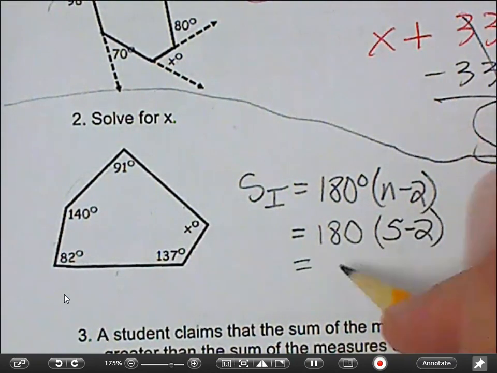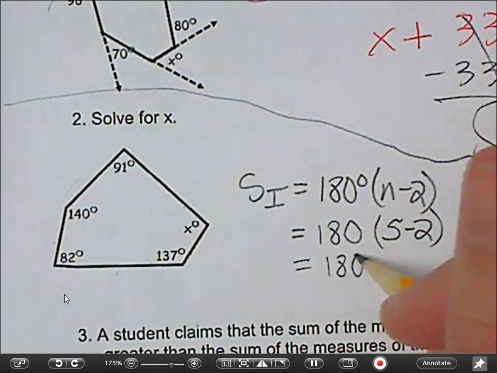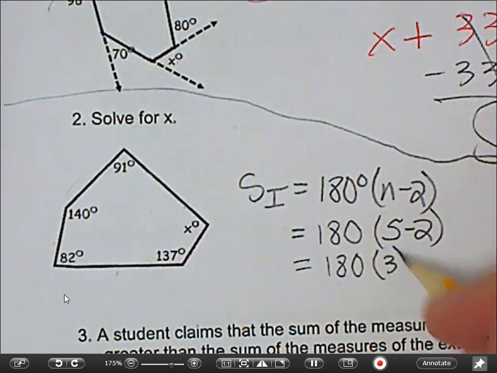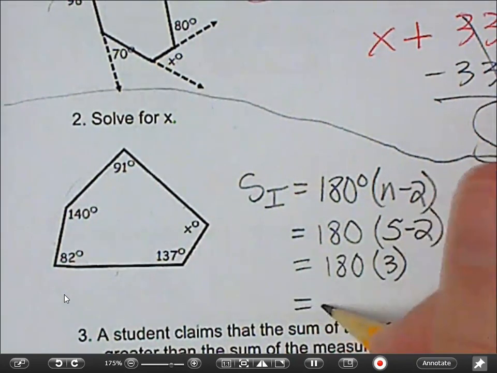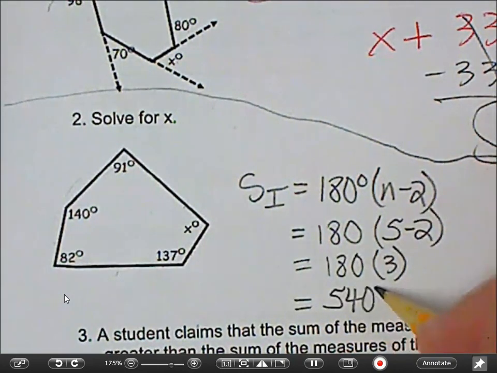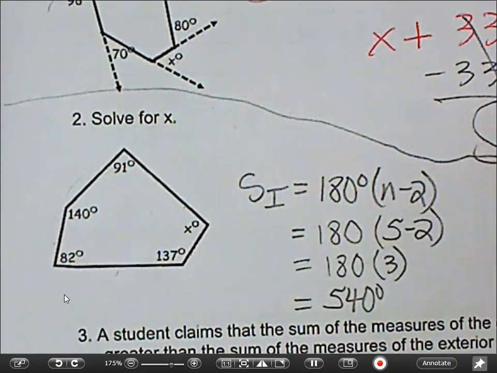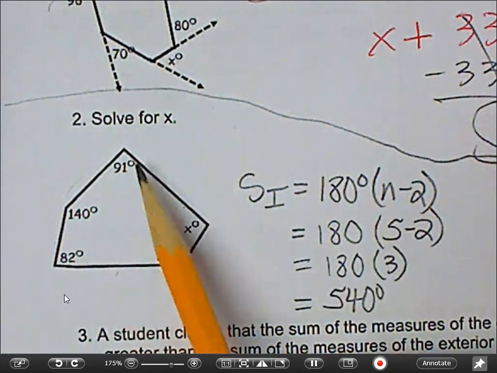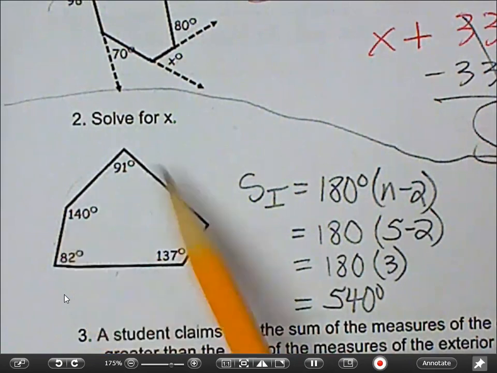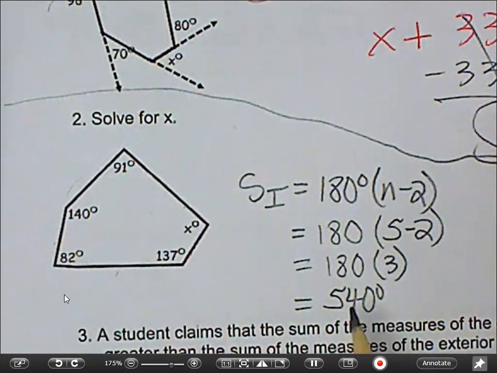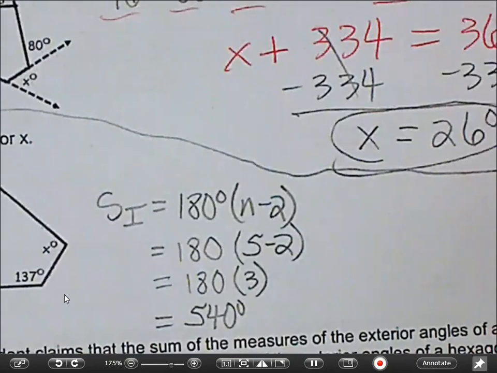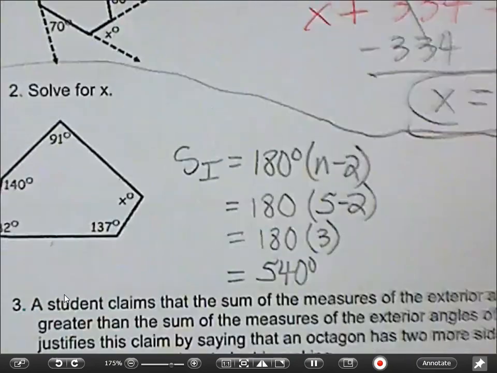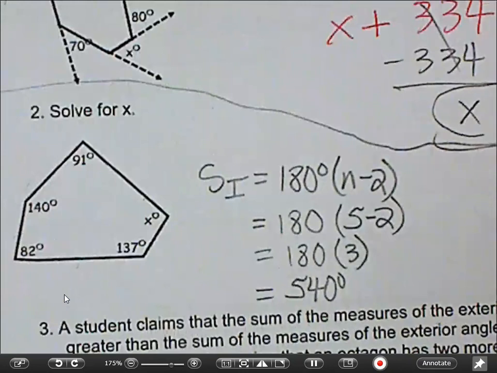You could punch that all into a calculator, but I might recommend going a little more gradual. 180 times 3 gives you 540 degrees. Now, that's not our answer yet. That's just telling us what all of these interior angles have to add up to. So that means we're going to take the 540 and we're going to use that in our equation. I'll do it here in a second so you know what I mean.